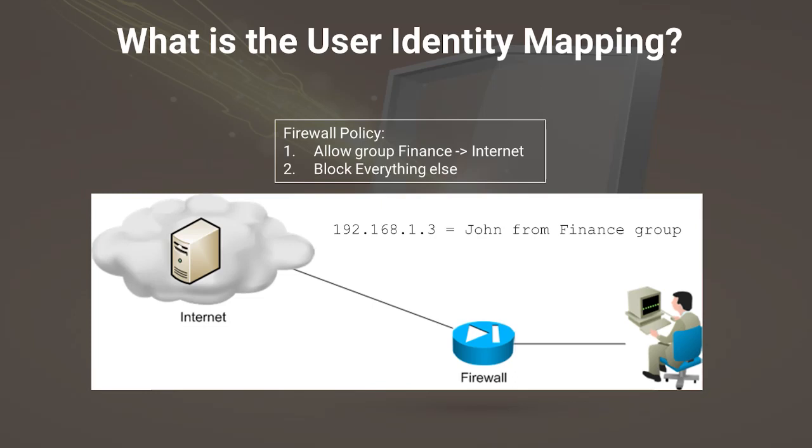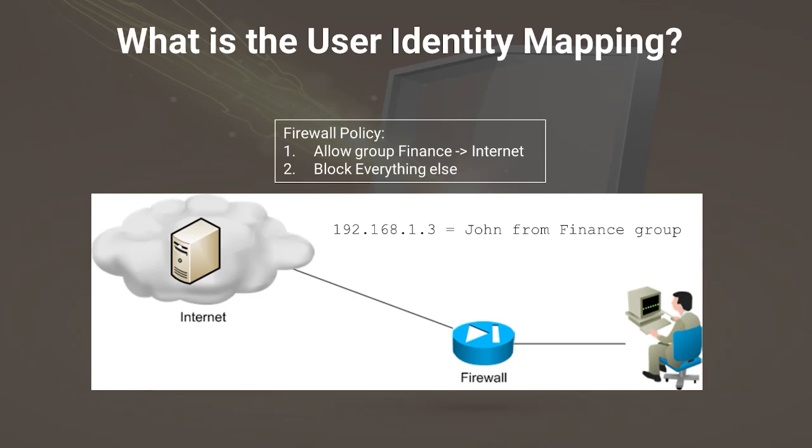For example, we have a simple firewall policy which says allow group finance to the internet and block everything else. Now the administrator of this firewall doesn't have to care about the origin IP address of the users. He just needs to care that, for example, John is in the finance group. As long as John is in a finance Active Directory group, he will be able to access the internet.